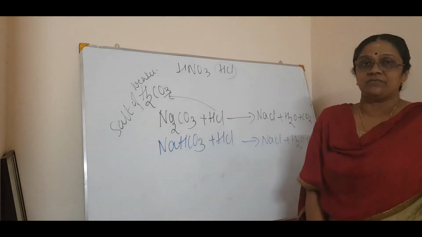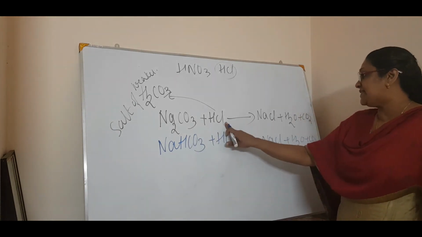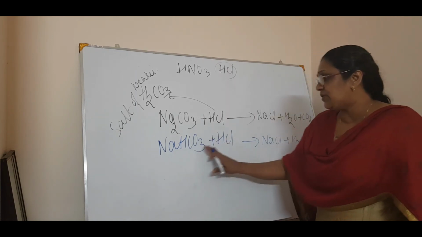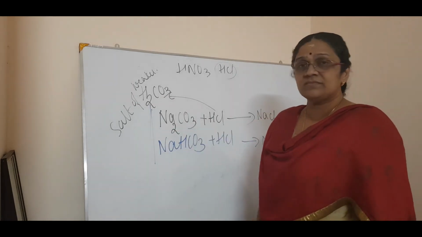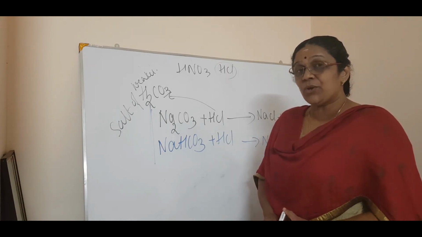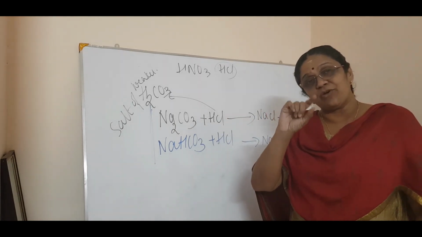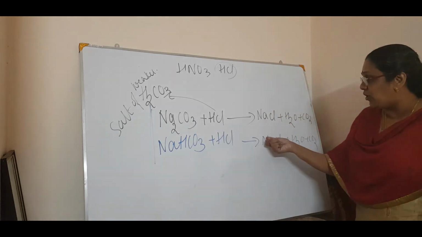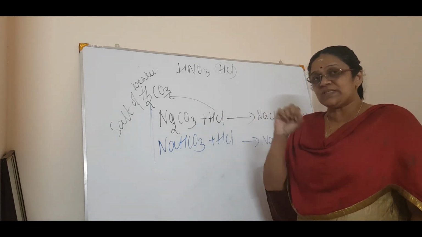The same reaction. See? Na2CO3, only balancing will differ. Na2CO3 plus HCl giving NaCl plus H2O plus carbon dioxide. Again NaHCO3 plus HCl giving NaCl plus H2O plus CO2. Do you remember what this reaction is? Any idea? Listen, you have studied a generic equation in 10th standard in metals and non-metals. Any carbonate or bicarbonate on reaction with an acid will give you salt plus carbon dioxide plus water. That was the generic equation you studied.